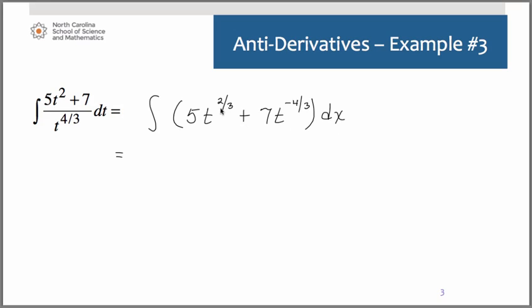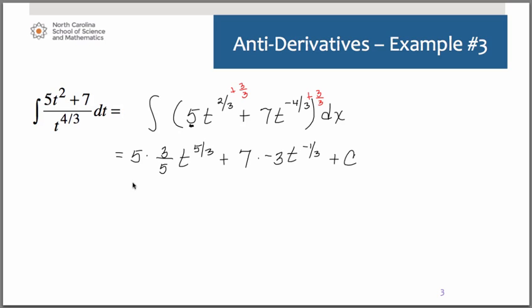We're going to add 1 to our exponents. So the 5, this 5 here, that's going to remain as our coefficient. If we add 1, the 3/3 onto 2/3, we get 5/3. Then we have to divide by it, so we're multiplying by 3/5. Now our 7 remains as our constant. Doing the same with our exponents, we have t to the negative 1/3, but then we're dividing by negative 1/3, so that's multiplying by a negative 3. Plus c for our constant of integration.